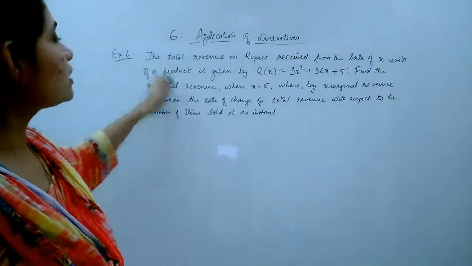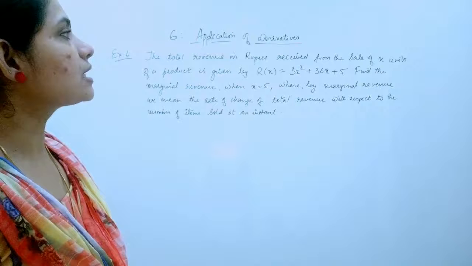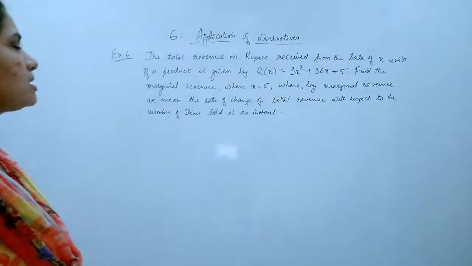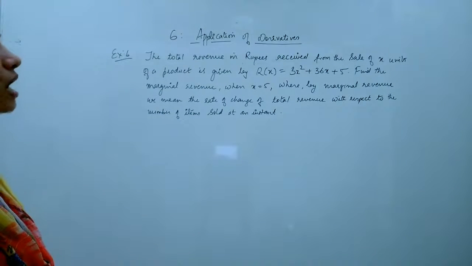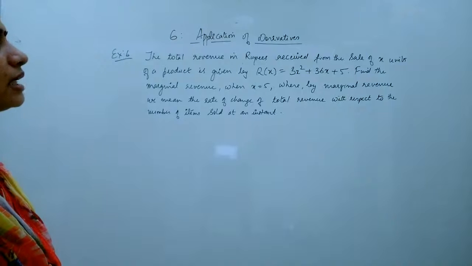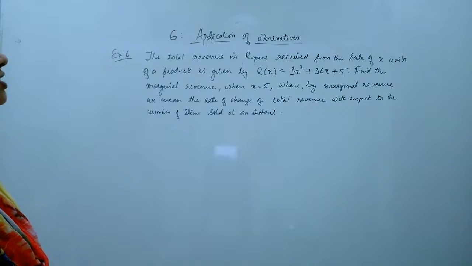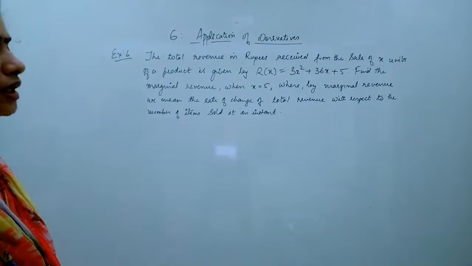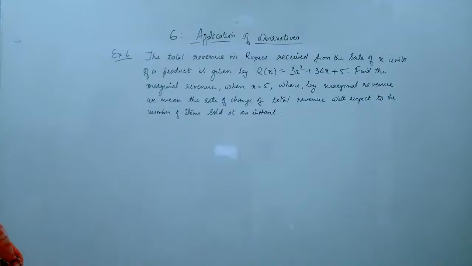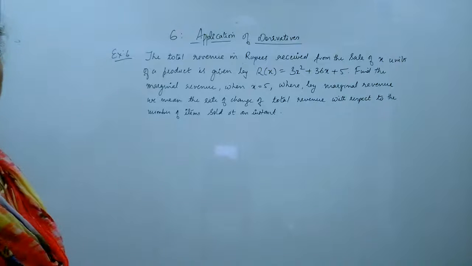Example 6: the total revenue in rupees received from the sale of x units of a product is given by R of x is equal to 3x square plus 36x plus 5. Find the marginal revenue when x equals 5, where by marginal revenue we mean the rate of change of total revenue with respect to the number of items sold at an instant.